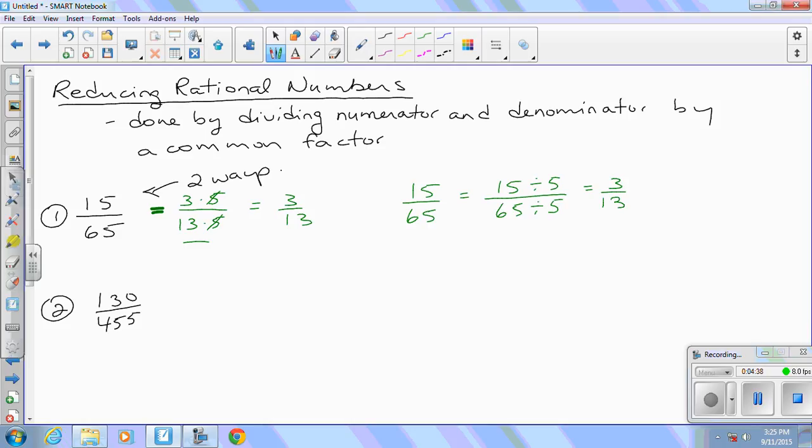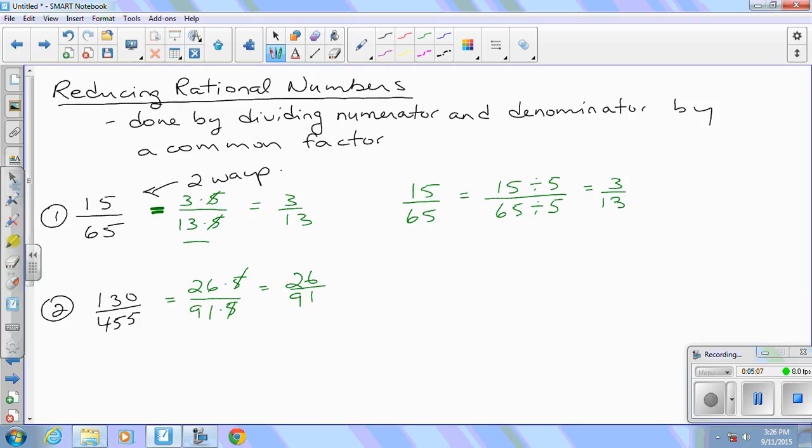So the second question here, it looks like we could factor out a 5 from the numerator and the denominator. If we do a little bit of math either in our heads, or we might have to pull out a calculator, we'll see that we've got 26 times 5 and 91 times 5. So once we divide out those two 5s, we end up with 26 over 91.